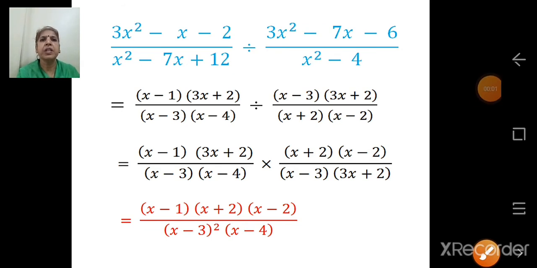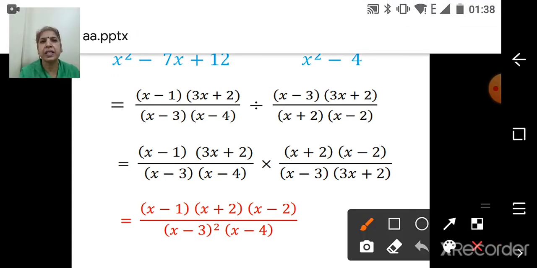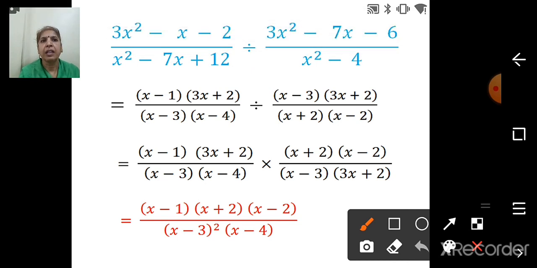So in the question, now we will substitute their factors. The question is 3x square minus x minus 2 upon x square minus 7x plus 12, divided by 3x square minus 7x minus 6 upon x square minus 4. Now we will start writing the factors. 3x square minus x minus 2, its factors we got were x minus 1 the whole bracket multiplied by 3x plus 2.